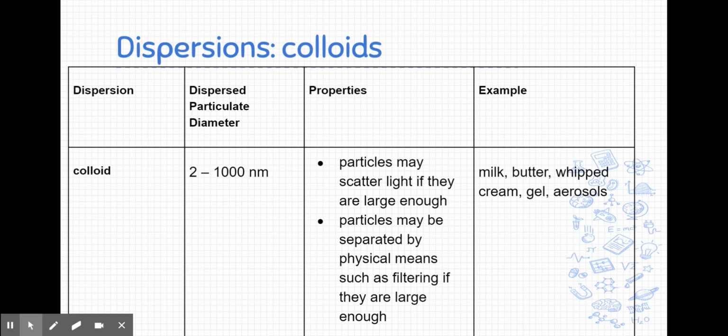Moving down to a smaller range of dispersed particles, we have colloids. Here the dispersed particles are typically between 2 and 1,000 nanometers, which really means we're talking about large macromolecules. So the types of molecules that you discuss in biology often, carbohydrates, fats, and so on. These could also be things like viruses and other very small biomolecules.